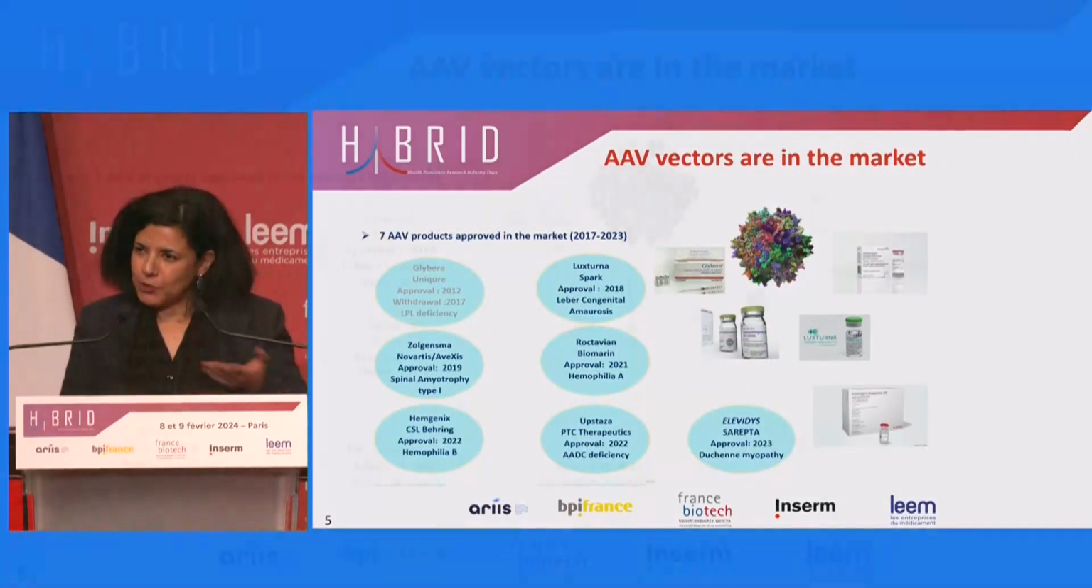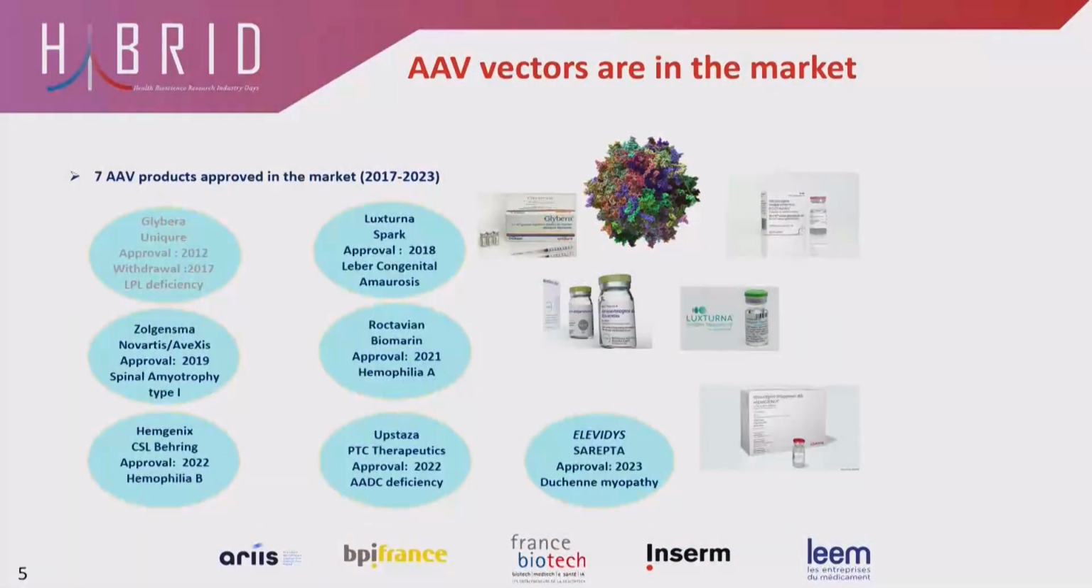And actually, AAV vectors are already on the market, as you may know. To date, 7 products have been approved. One was withdrawn, Glybera, the first one approved. These are products approved by the FDA and/or the EMA for ocular, muscular, and metabolic diseases, as well as hemophilia. The last 2 approved in Europe are for hemophilia A and hemophilia B.